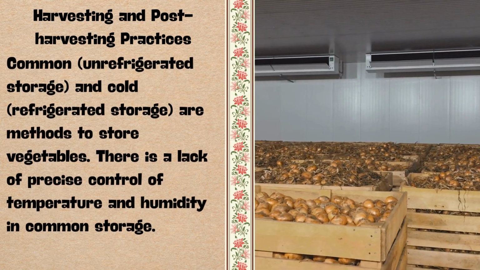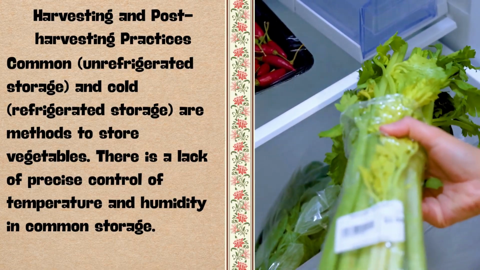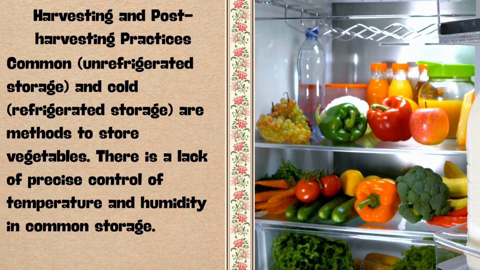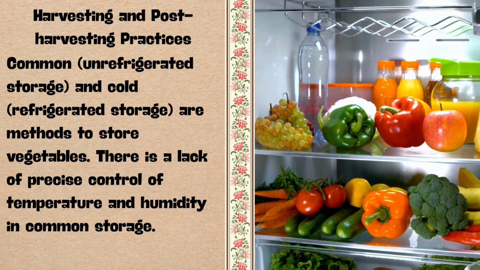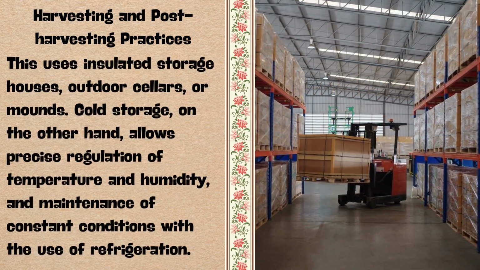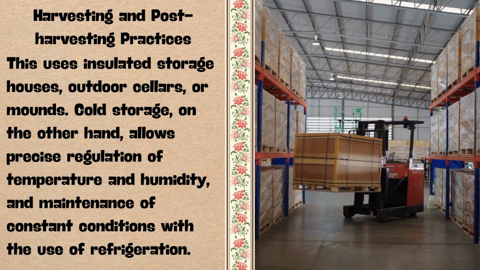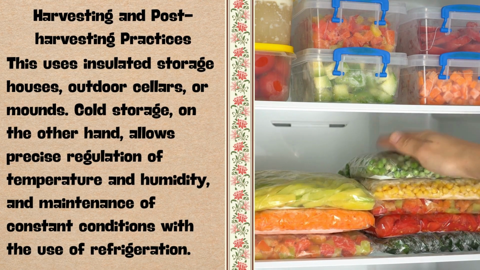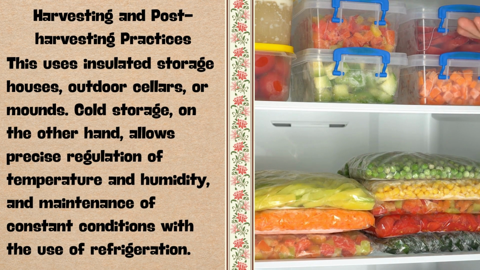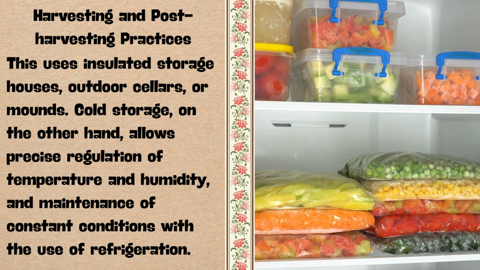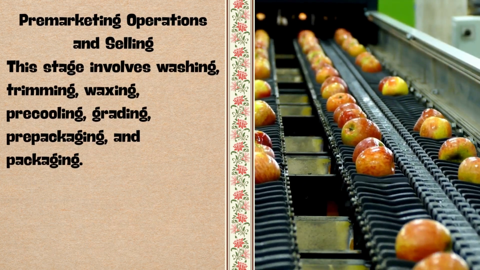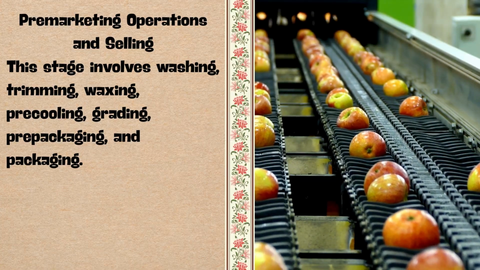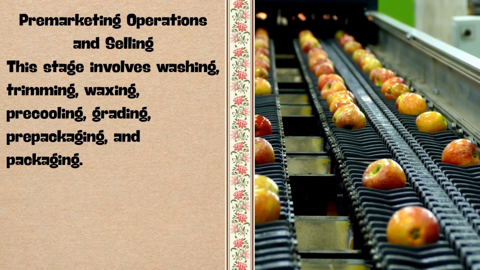Common, unrefrigerated storage, and cold, refrigerated storage, are methods to store vegetables. There is a lack of precise control of temperature and humidity in common storage. This uses insulated storage houses, outdoor cellars, or mounds. Cold storage, on the other hand, allows precise regulation of temperature and humidity, and maintenance of constant conditions with the use of refrigeration. For pre-marketing operations and selling, this stage involves washing, trimming, waxing, pre-cooling, grading, pre-packaging, and packaging.